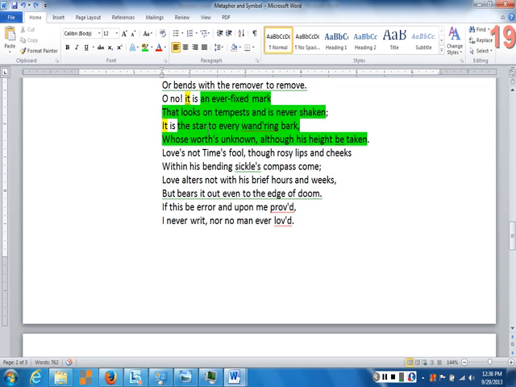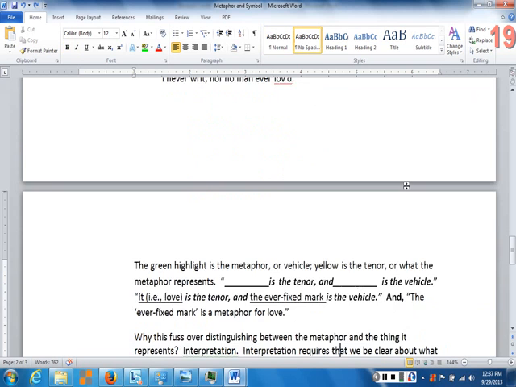And then the star, okay, would be, again, like the ever-fixed mark, something that would be used by the sailors to navigate. Okay, Shakespeare's writing at a time before satellites and GPS, and so the stars were used for navigation. So we say then for our second metaphor that the star to every wandering bark is a metaphor for love. So far, so good?